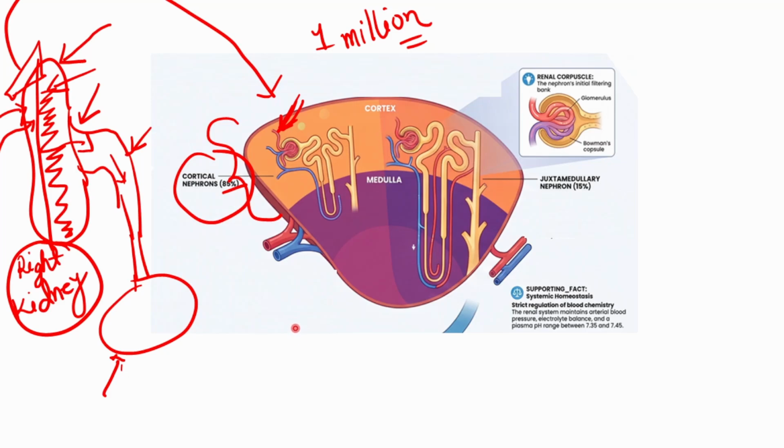Second, we position the remaining 15% as juxtamedullary nephrons. We locate the renal corpuscles deep in the cortex, directly adjacent to the cortico-medullary junction. The junction between cortex and medulla is called the cortico-medullary junction. The juxtamedullary nephron possesses exceptionally long loops of Henle.